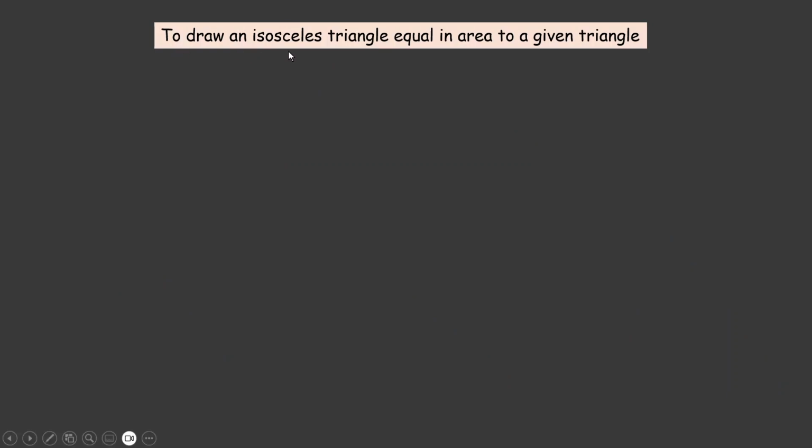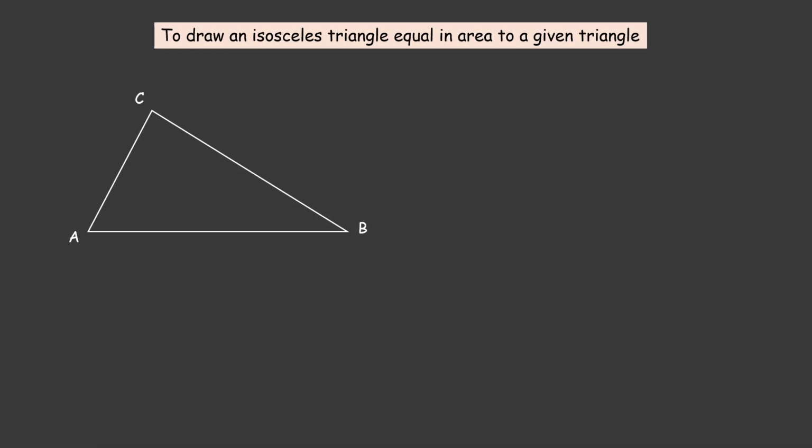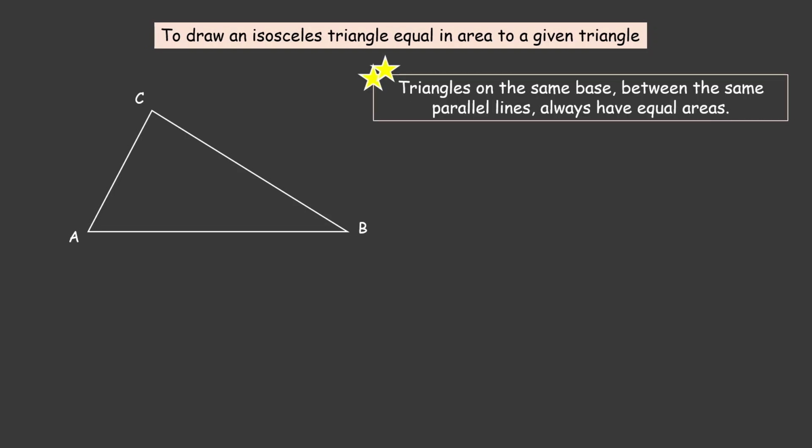We will draw an isosceles triangle equal in area to a given triangle ABC. Now to change its shape but without losing its area, we are going to follow one golden rule of geometry, which is triangles on the same base and between the same parallel lines always have equal areas.